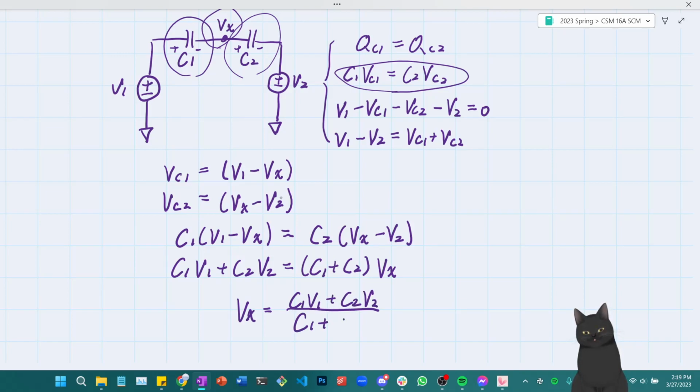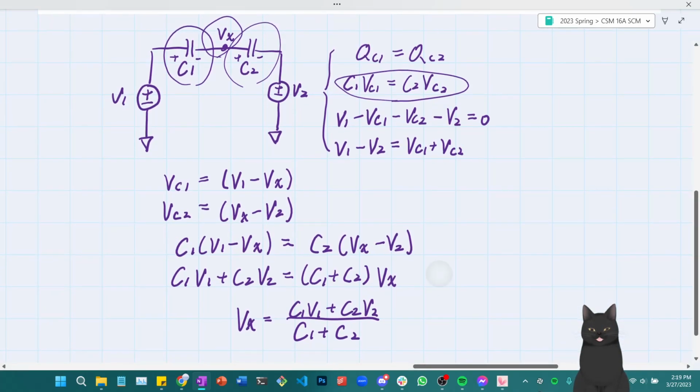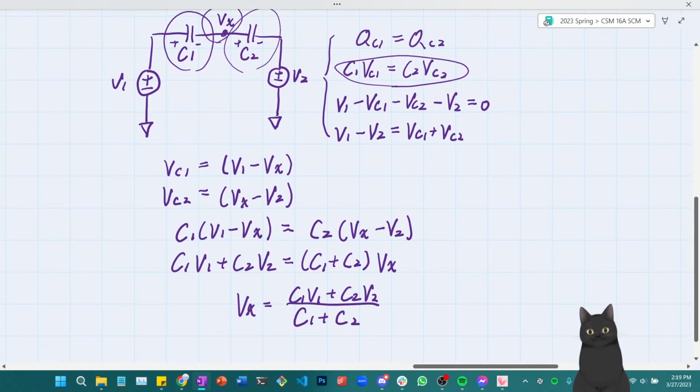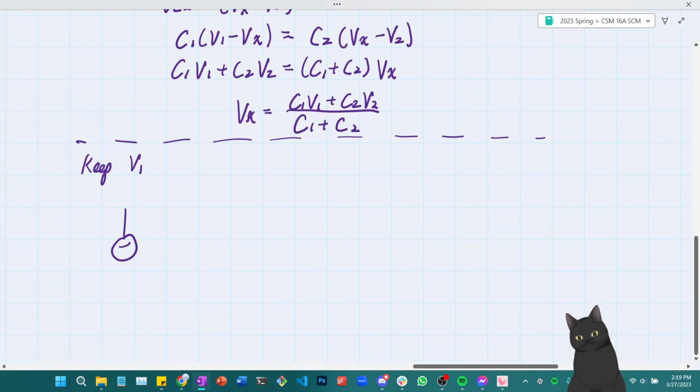So now it's time to see if superposition works in this case. If I use superposition, then I have to zero out sources independently to see how they contribute to the total node voltage Vx. So suppose that I apply superposition to the problem. First I'm going to keep V1, and that means that my circuit looks like this. And Vx is here.